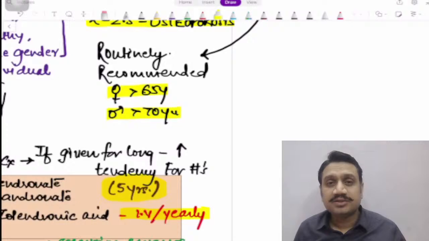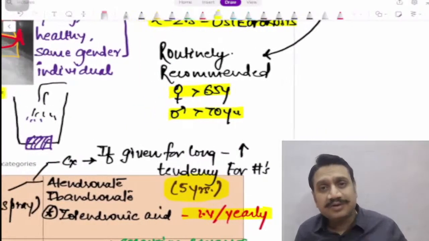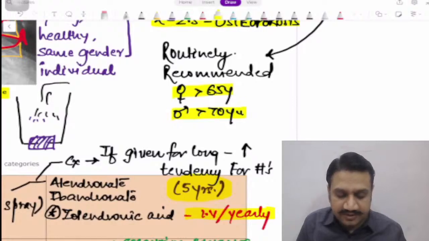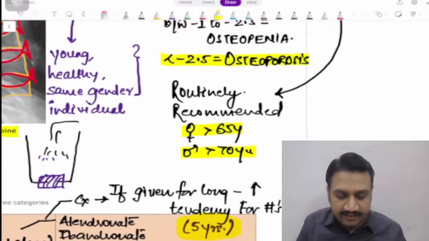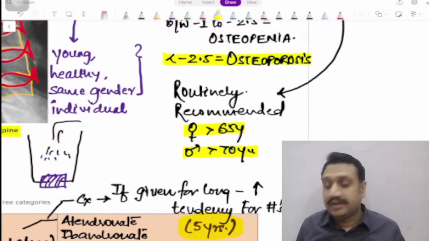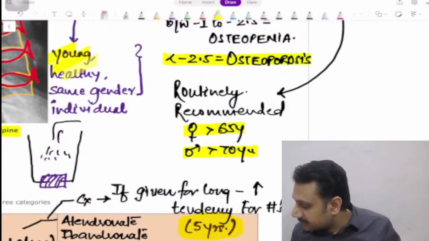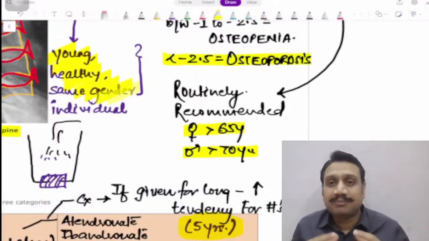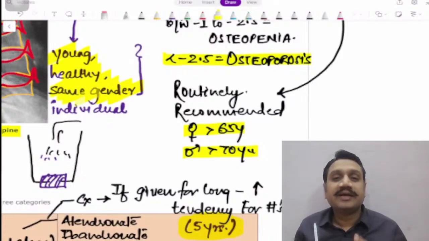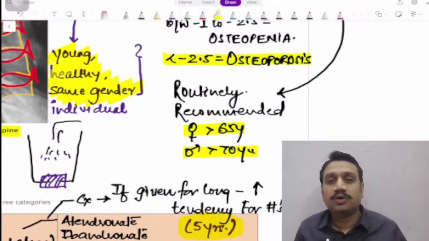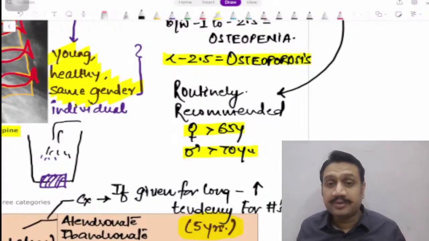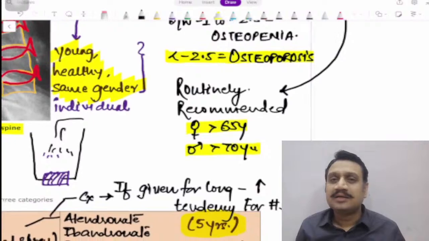It is a comparison of the bone mineral density of our patient with a healthy young individual of the same gender. So this is what BMD is. This is what the T score is: a comparison of the bone mineral density of our patient with the healthy young individual of the same gender, right?